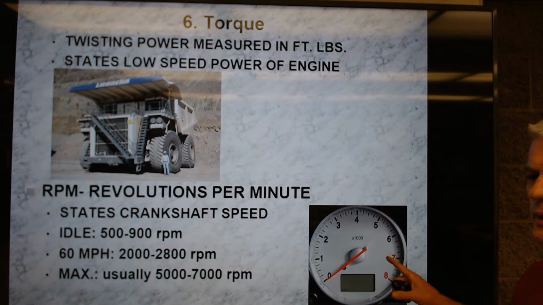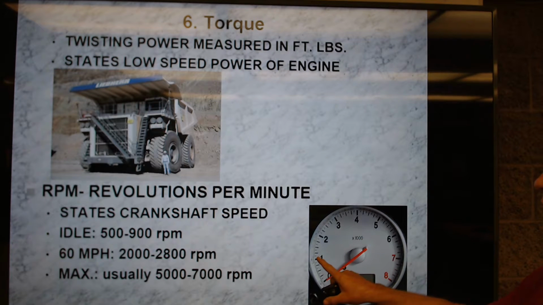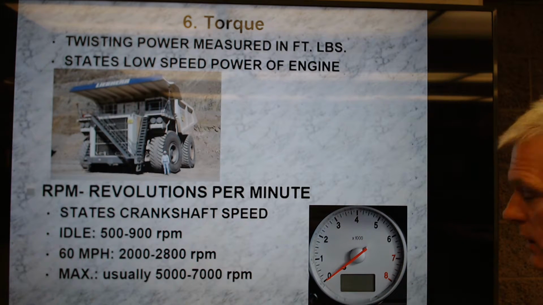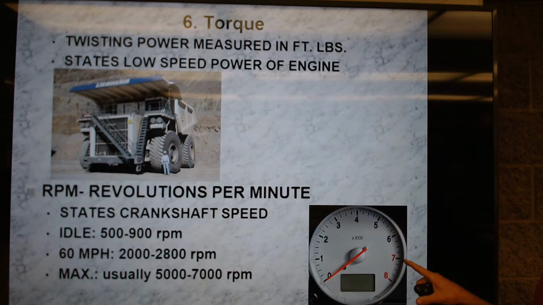Here's a tachometer, which measures the RPM of the engine. So this is times 1,000, so that's 1,000, 2,000, 3,000, etc. And up here in red is 7,000. So it's what we would call the red line of the engine.